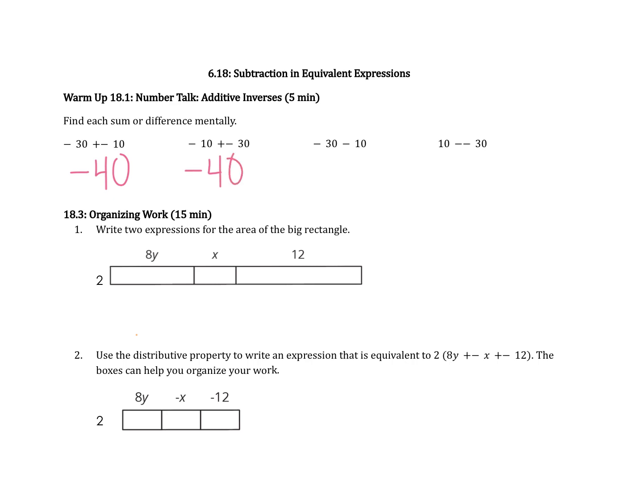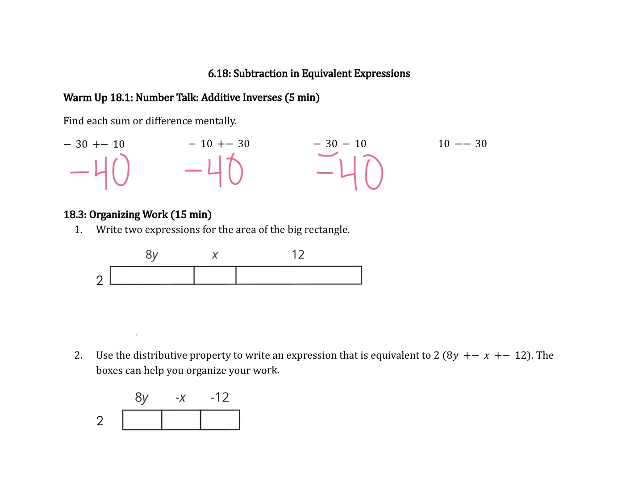And for negative 30 minus 10, if I think about this, if I'm in debt $30 and I keep spending money, I'm going to be more in debt. So it's going to be negative, and 30 plus 10 is 40. So again, it's negative 40.